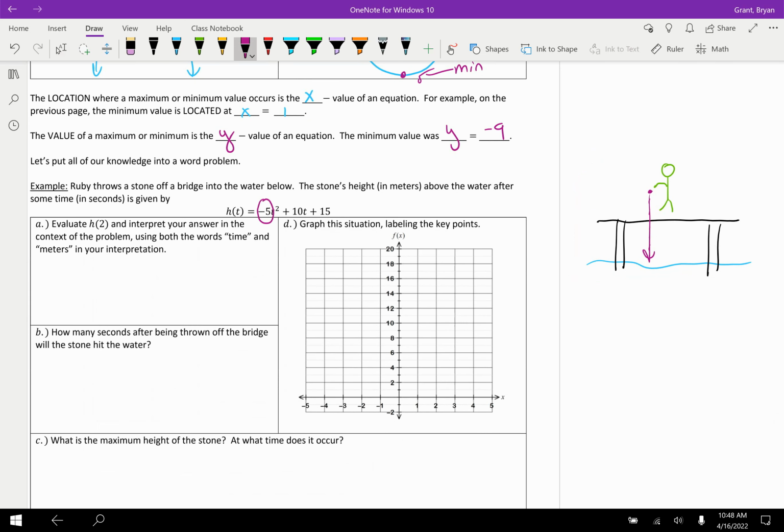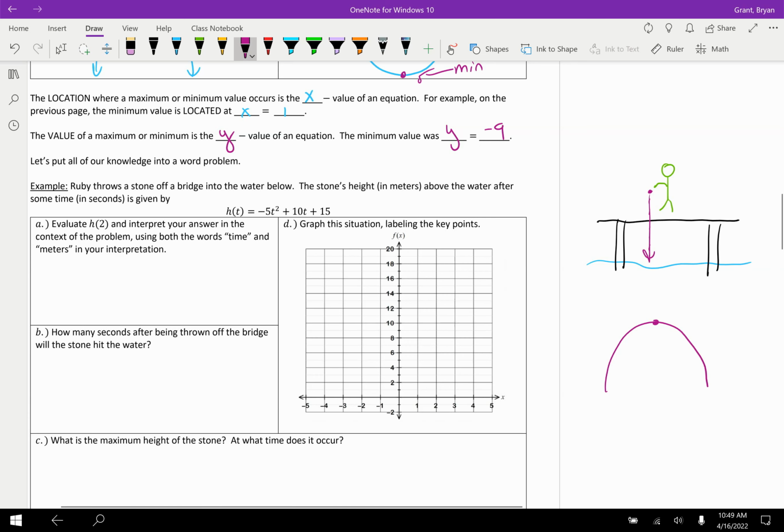And in fact, notice the -5 here. Our graph is going to be a downward-facing parabola. Okay? This downward-facing parabola at the top, where it's flat, is basically the spot where the stone starts from, and it goes down, down, down, down, down from there.